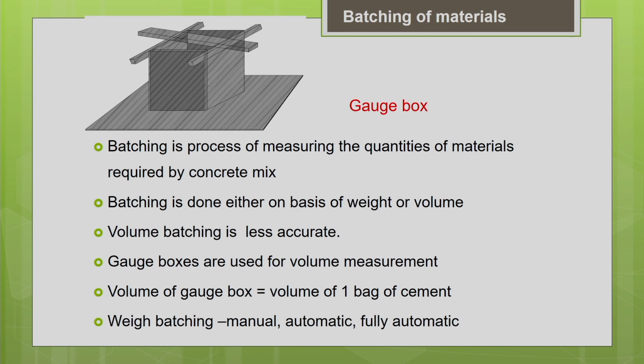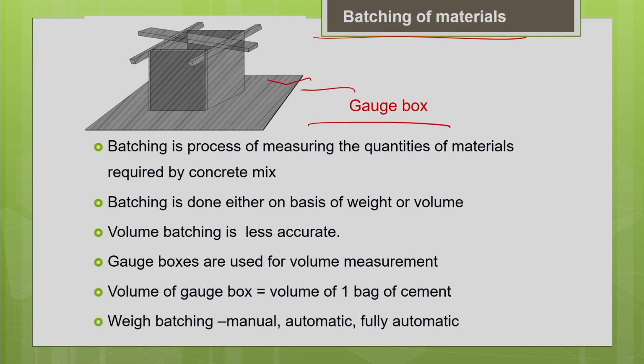proportions, you need to first do the batching of the material. Batching is nothing but measurement of your quantity of material. This you can either do on a volumetric basis or on a weight basis. Very commonly you can see that in project sites, people prefer volumetric basis only because it is very convenient to them to measure on the basis of volume.